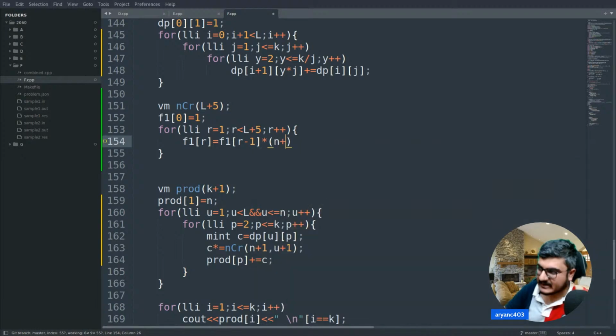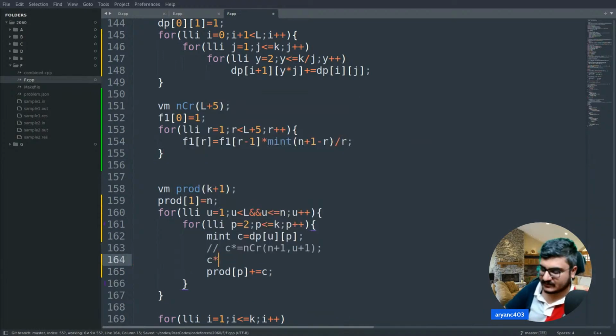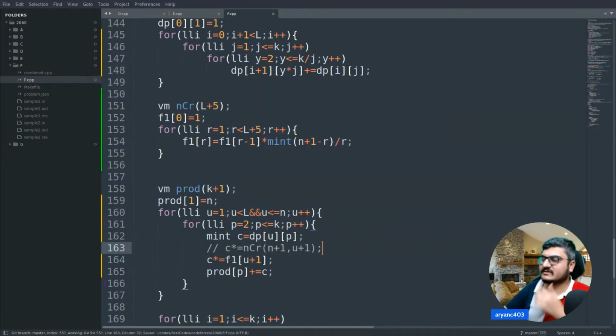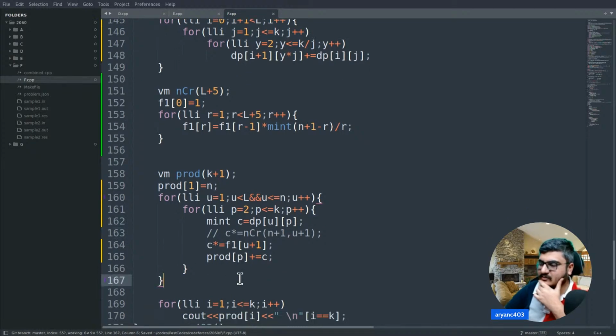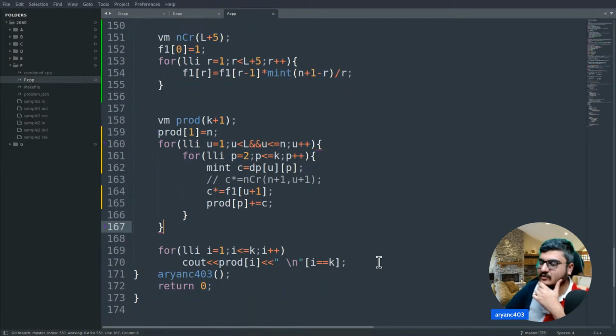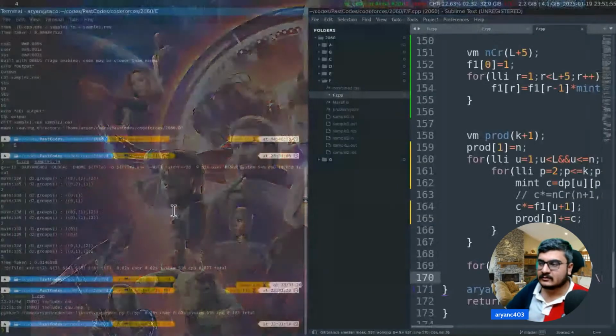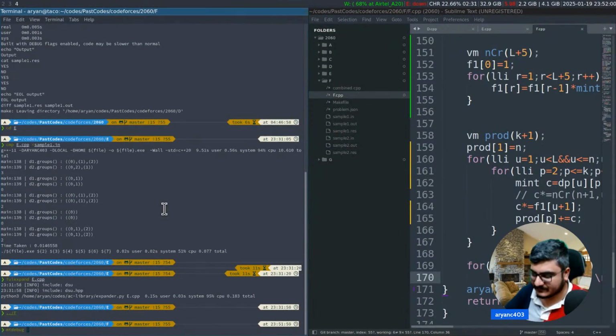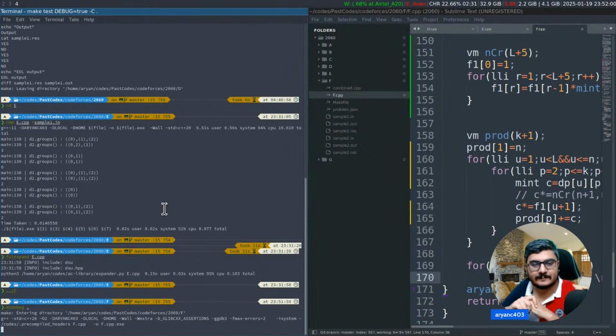Into n plus 1 minus r, divided by r. So you can directly take p into f1 into u plus 1. And instead of this, you do this, and you will have all the products. You can print all the values here. So this ends up being the solution for problem F. Any questions, anyone?